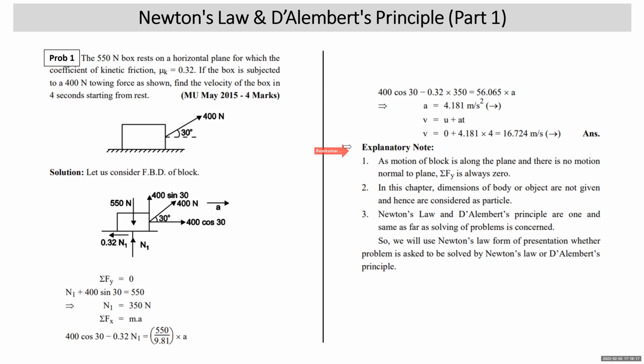Another point is that in the entire chapter, you'll see the dimensions of the body or object. If the dimensions of the body or object are not given, it is treated as a particle. In the given problem on this screen, the dimensions of the box are not given, so it is treated as a particle. In fact, as per your syllabus, you have kinetics of particles only. You will not come across any problem of the kinetics of rigid bodies.